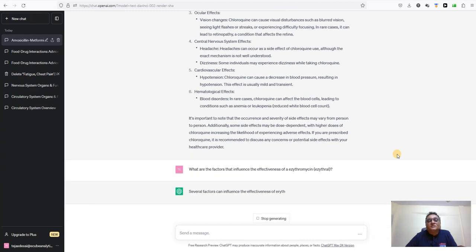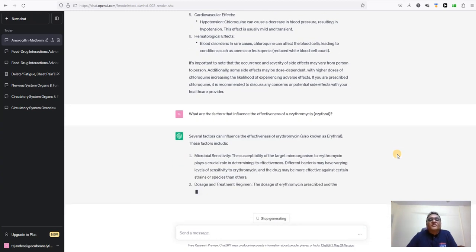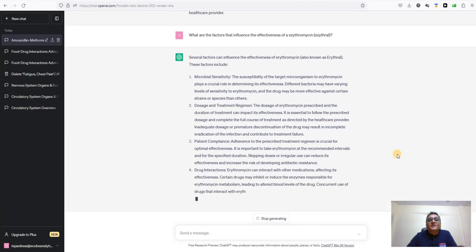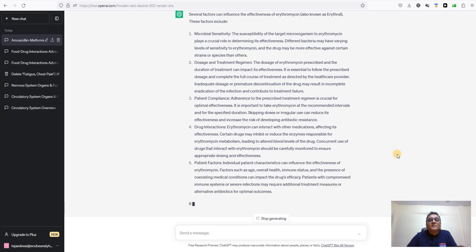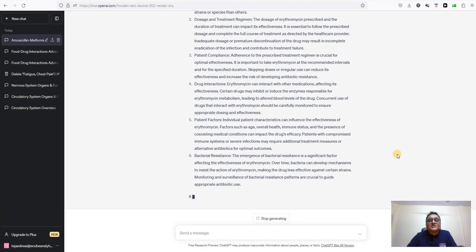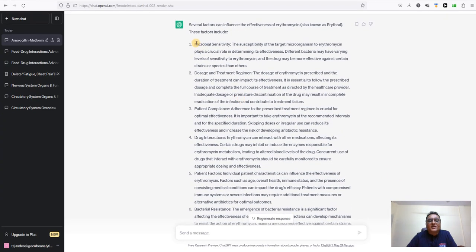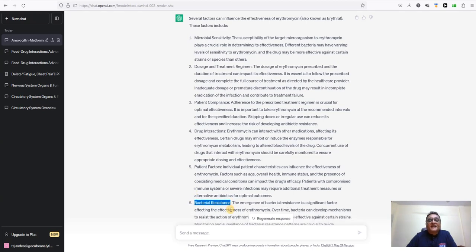and this is how. These are the factors: microbial sensitivity and dosage and treatment regime, and patient's compliance and drug interactions, and patient factors, that is age, etc., of patient, weight, gender, bacterial resistance. Sometimes azithromycin will simply not work because the type of the bacteria by which the patient is affected is already resistant to that drug. So a higher level antibiotic must be given, like that.